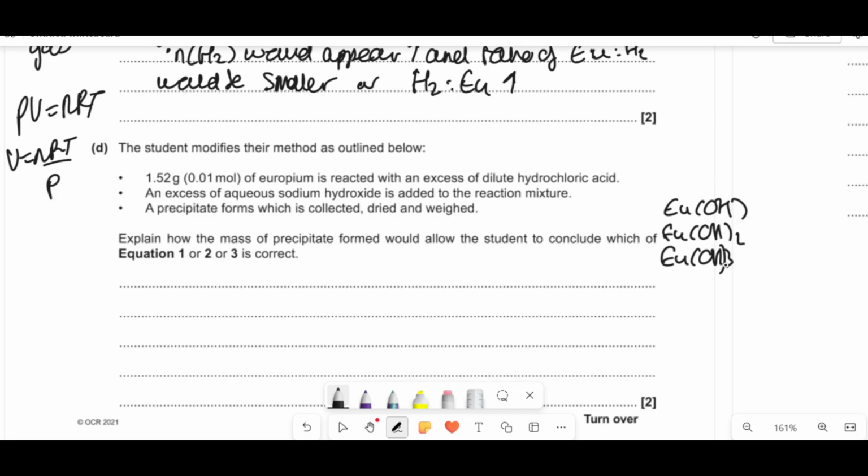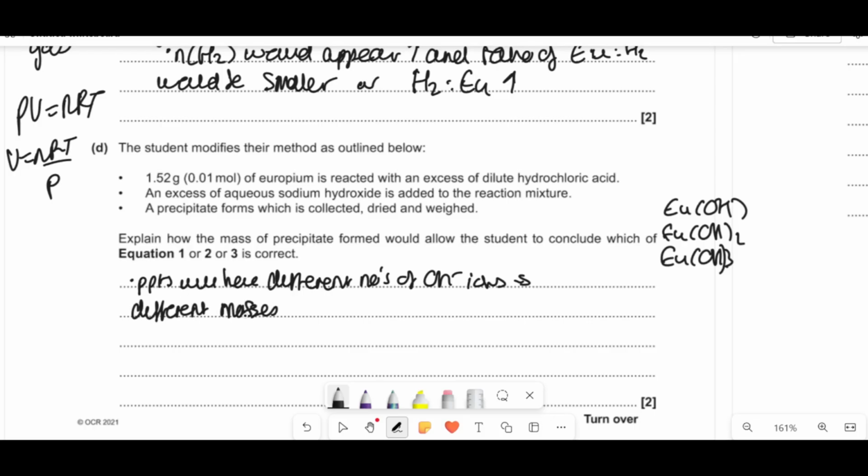So the question's asking you, how could we use this precipitate to figure out which one's correct, right? Well, first of all, we can say that the precipitates will have different numbers of OH minus ions, which means they'll have different masses. We now need to show calculation-type stuff, like algebraically how we could do this. There's multiple ways. You could pick one of them and show, or you can say generally what you would do, the steps.